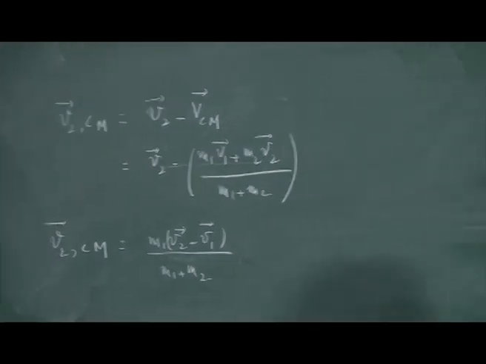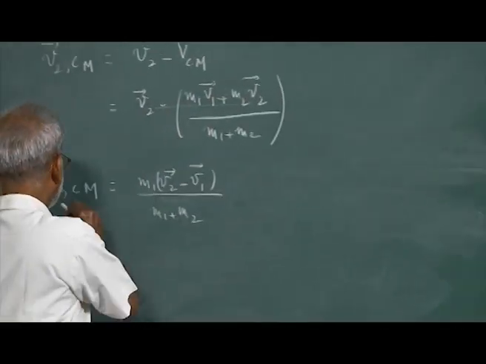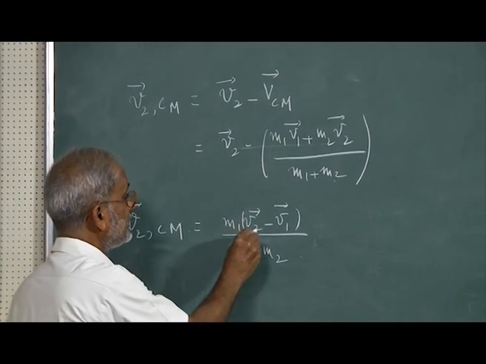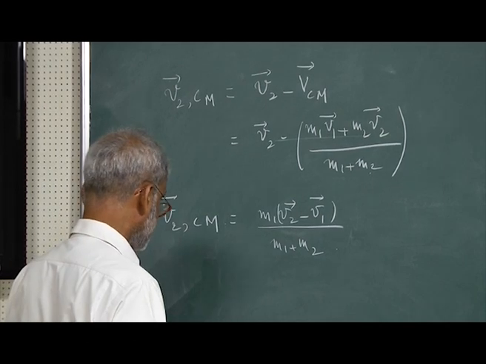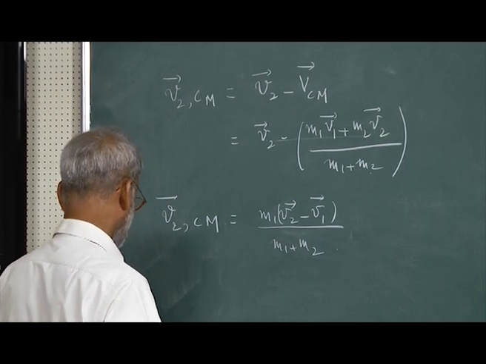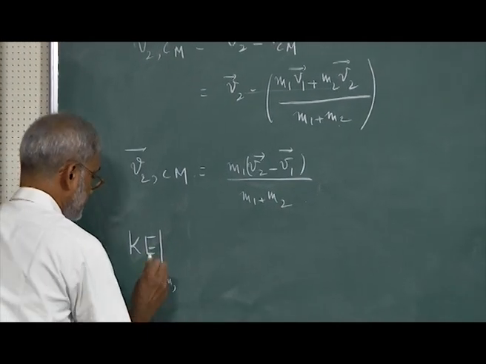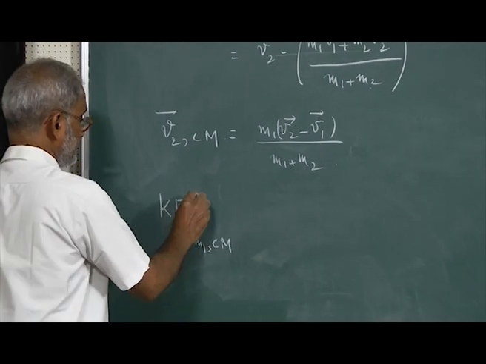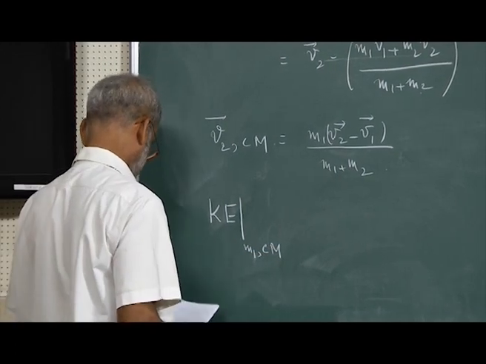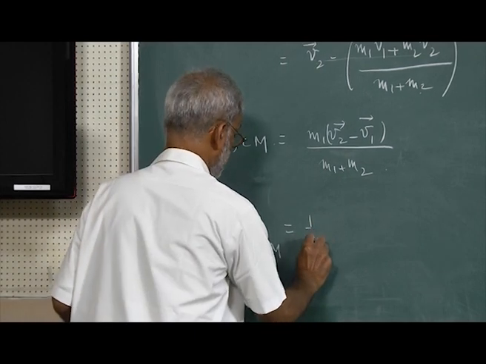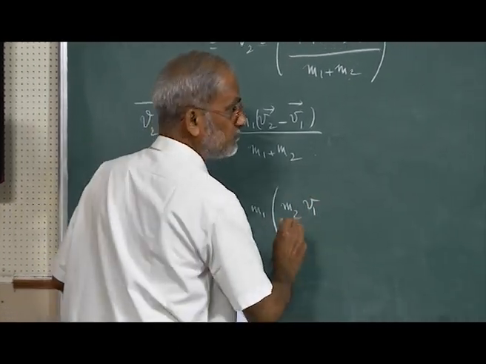So you can see the symmetry: the velocity of the first particle with respect to center of mass has m2 and then v1 minus v2. Here the velocity of the second particle with respect to center of mass has m1 and then v2 minus v1, right. Now what I need to do is calculate the kinetic energy of the first particle relative to the center of mass. This straight line just says where I am calculating this quantity. This will by definition be half m1 into the square of that, m2 v12.